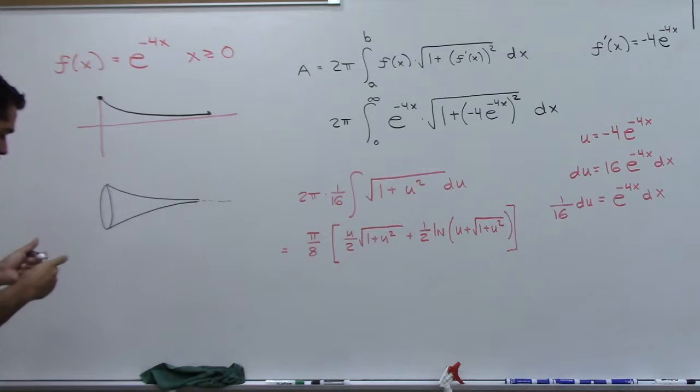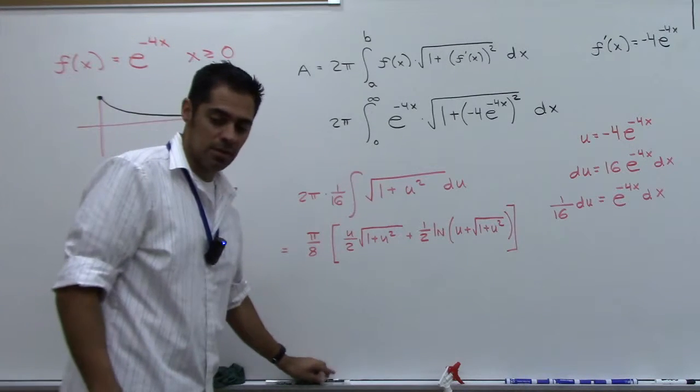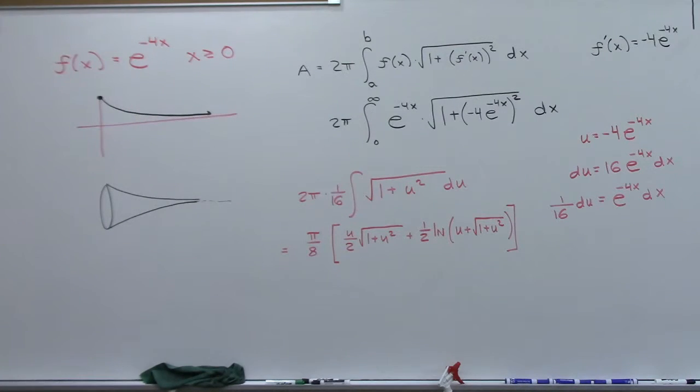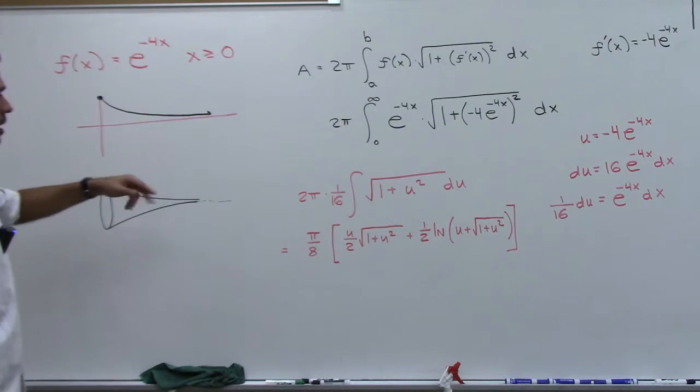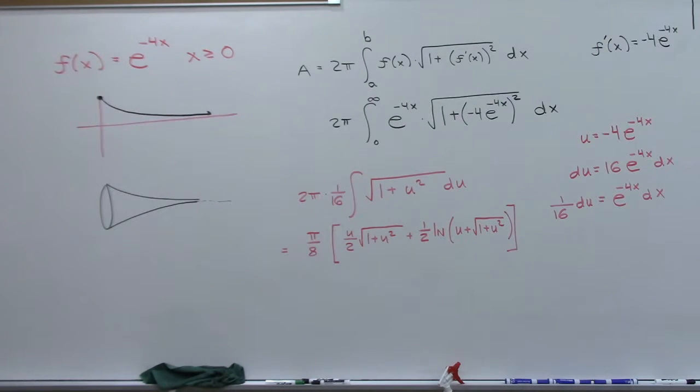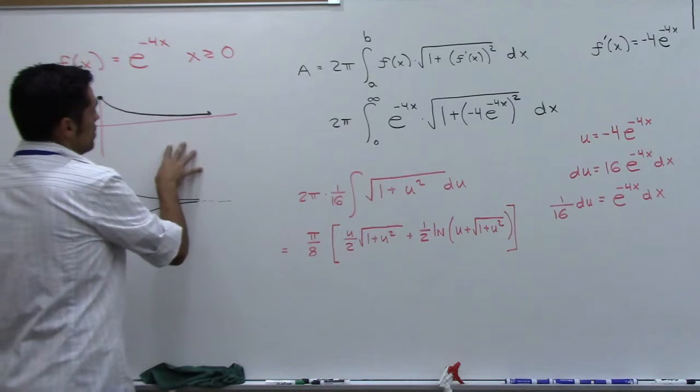It's very similar to a classic problem in mathematics called Gabriel's paradox. You can Google it if you want to look it up. It's a very similar looking graph and has some interesting properties. But we're going to look at this one.